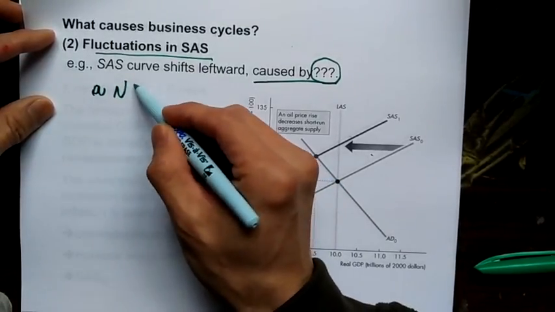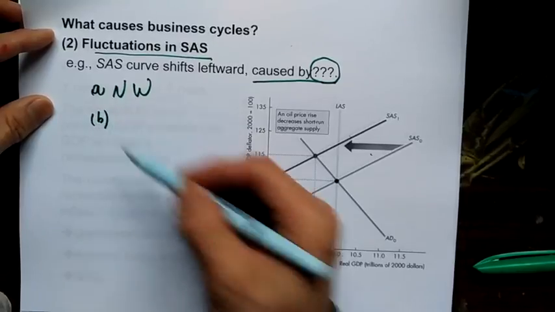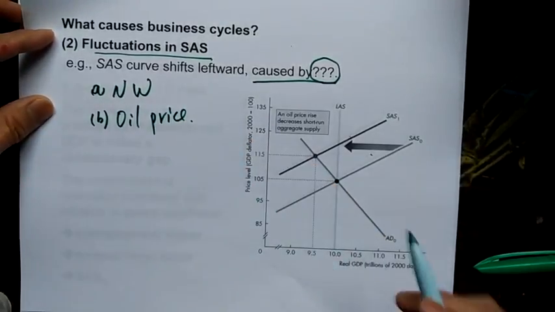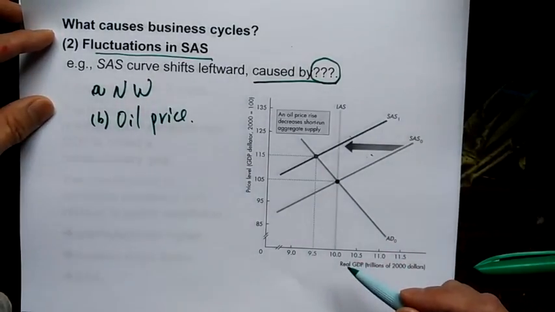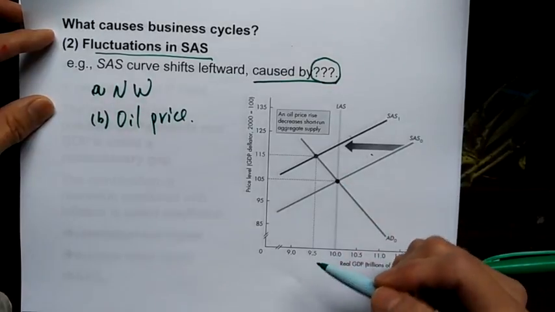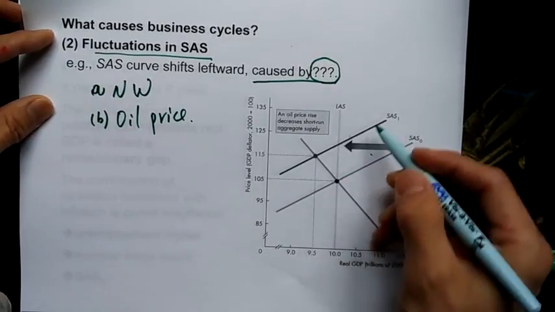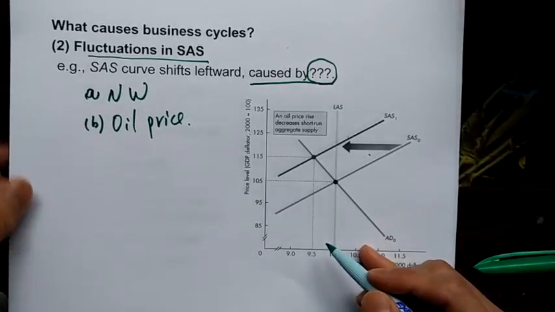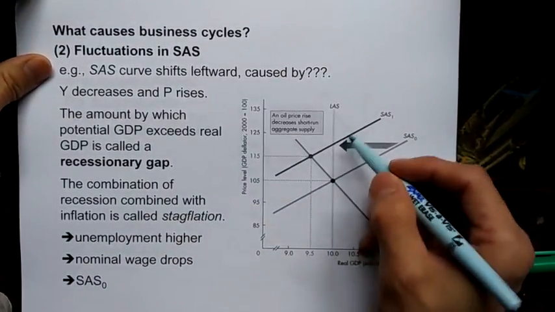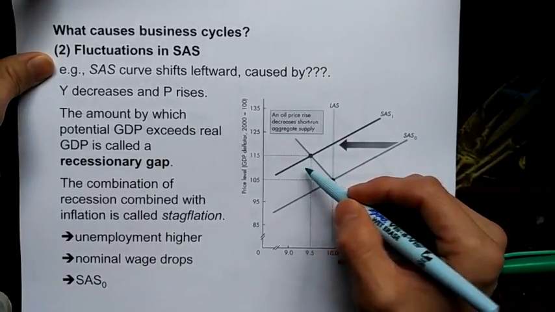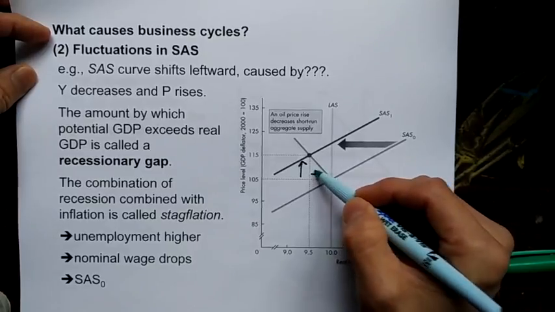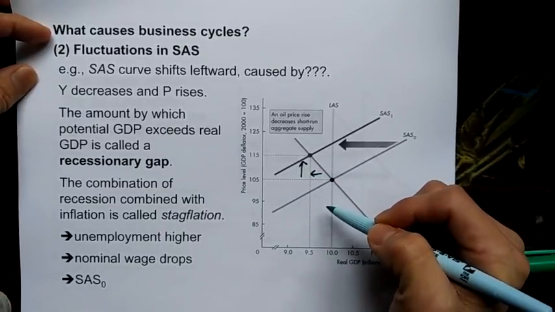Nominal wage and oil price. Say for example, OPEC increases the oil price. What happened? Our short-run aggregate supply curve shifts to the left. When the short-run aggregate supply curve shifts to the left, price level increases, bad. Output decreases, bad.